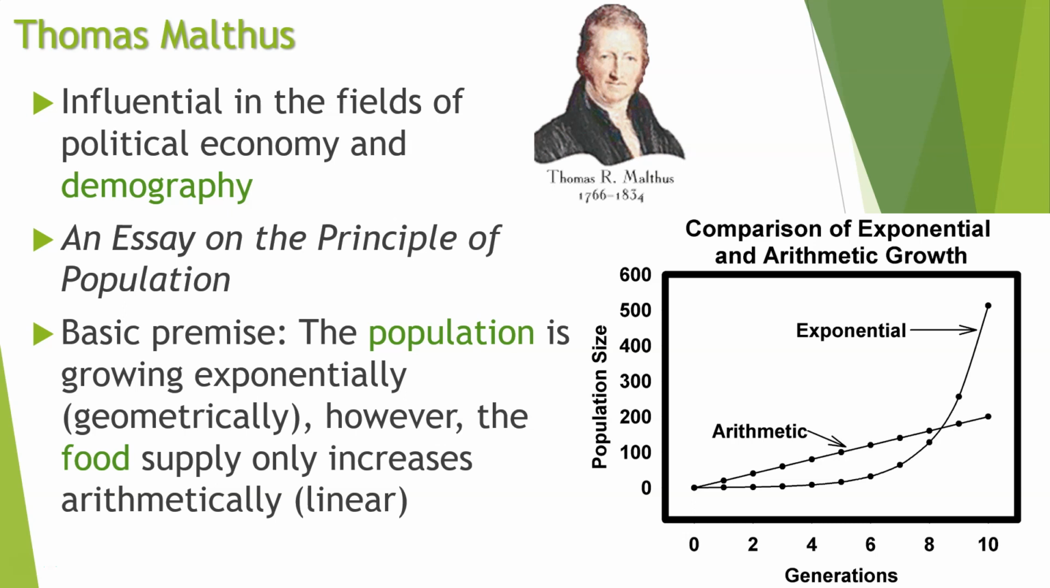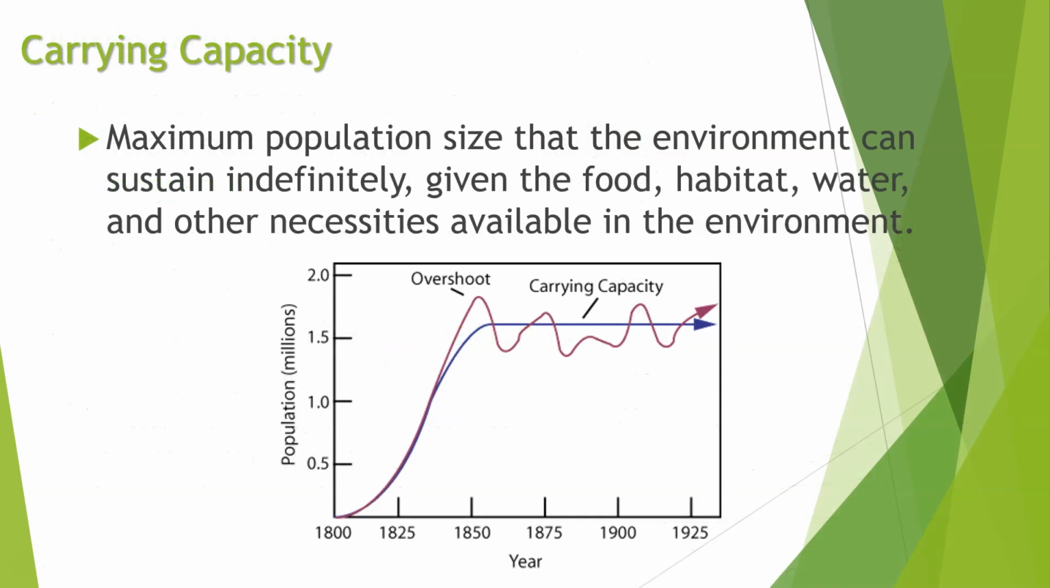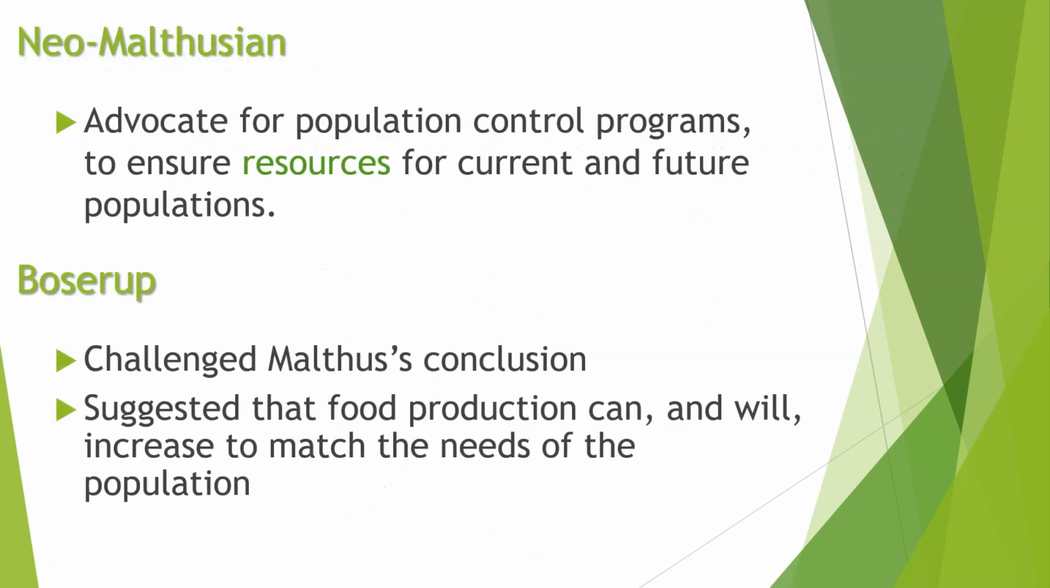So we would have a crash at that point. So that was Malthus' belief. He believed that we would reach that carrying capacity, the point where we wouldn't be able to support them. So in general, carrying capacity is the size that the environment can sustain indefinitely given the food, habitat, water, and other necessities available in the environment.